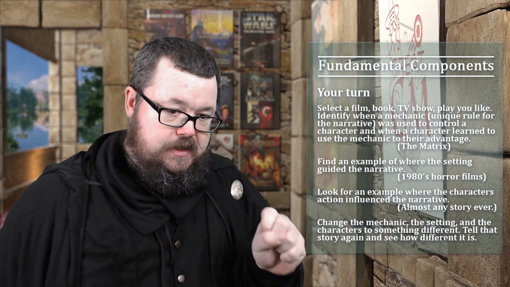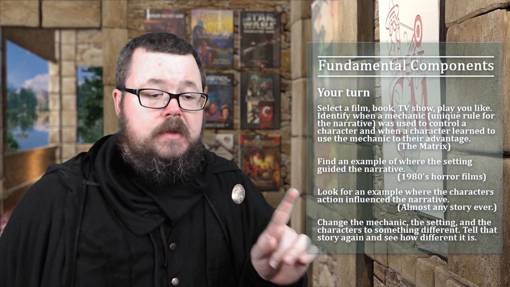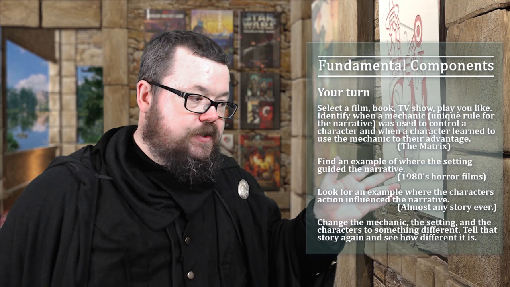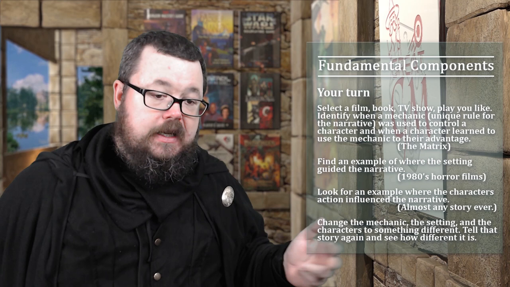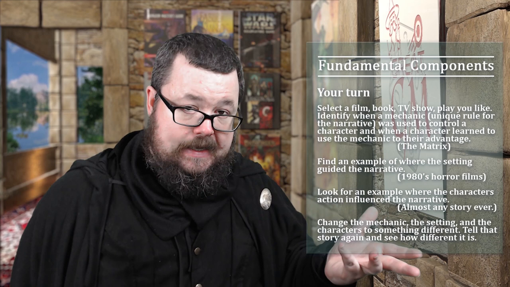That could be the force. It could be magic. It could be mind melding. Choose a mechanic, and particularly a mechanic that was used to control a character, and when the character learned to use the mechanic to their advantage. So the force was used to manipulate and control, and then it was manipulated and controlled by the character. The example I could think of was The Matrix. We see the mechanics in play. The main protagonist then learns the mechanic and then uses the mechanic against the system. So it's important to see that cycle of how mechanics and players and story all combine together. The story, of course, in these is the game master.